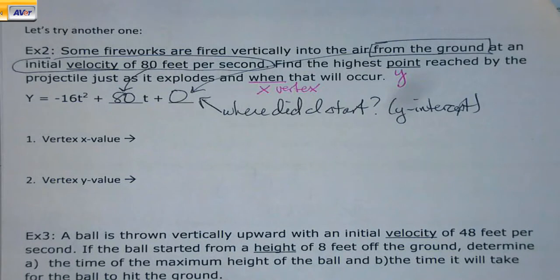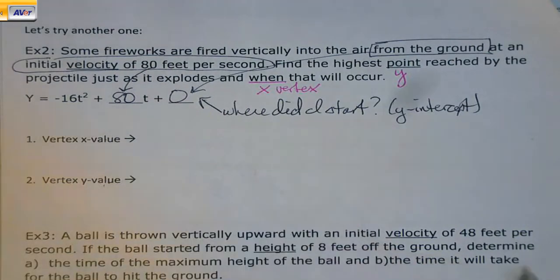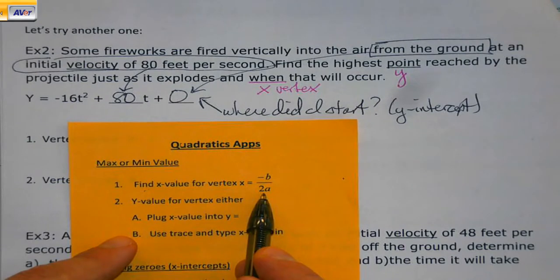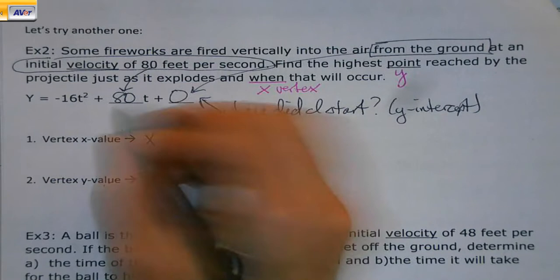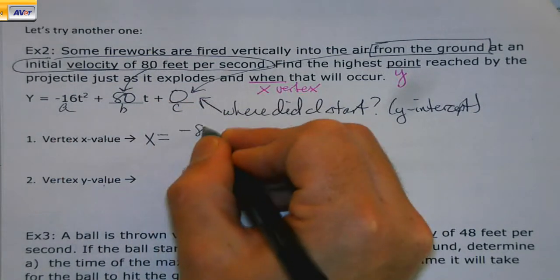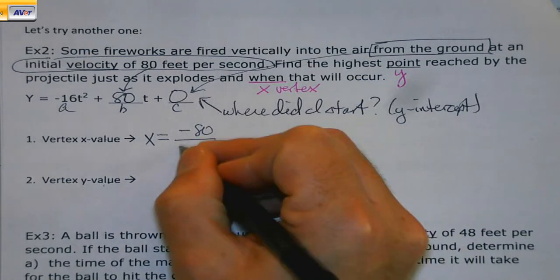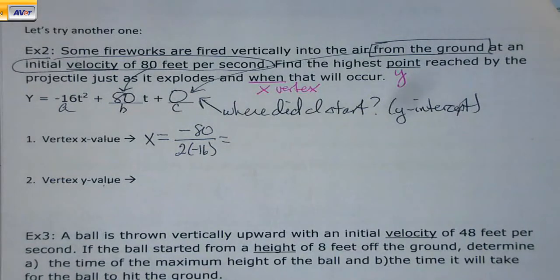Now, maybe I need to draw a picture like we did with the golf one in the first example. That would be okay. But I just have to think through this a little bit. So, since I'm looking for the vertex x and y, find the x value of the vertex. Use the yellow sheet. So, x is the opposite of b over 2 times a. And we learned our lesson from the last one.